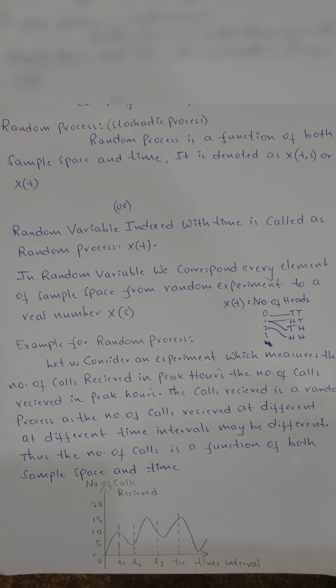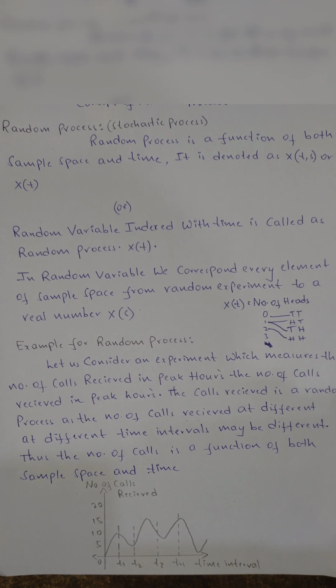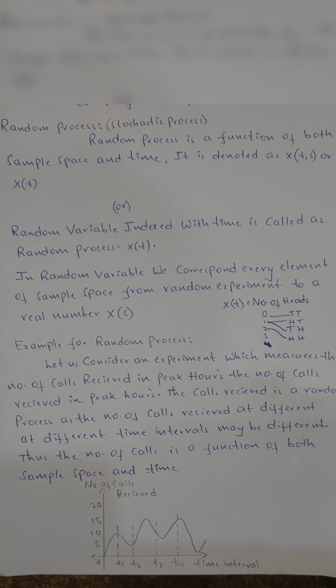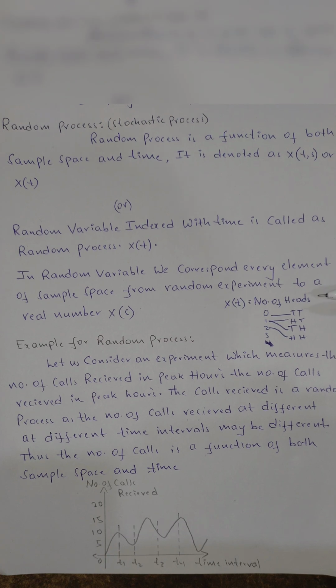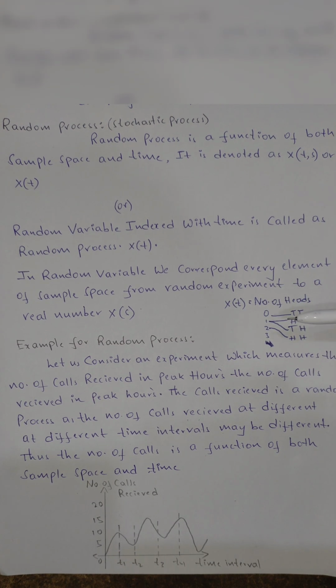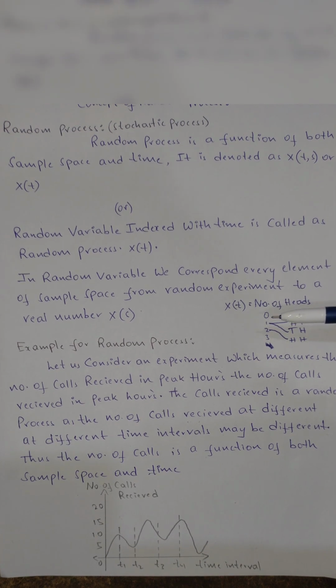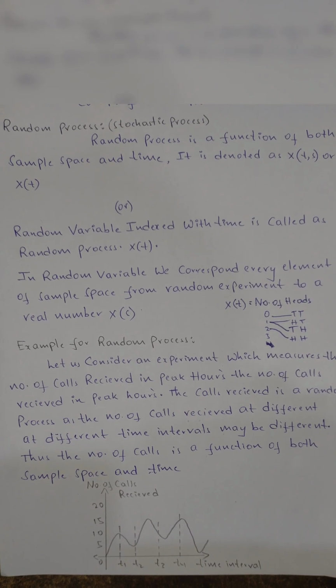We all know that in a random variable, each and every element of the sample space from a random experiment is corresponded to a real number. So the sample space elements are corresponded to the real number. As in the example of tossing two coins, here the random variable is the number of heads, and the elements of the sample space are corresponded to the real number. So this is known as a random variable.